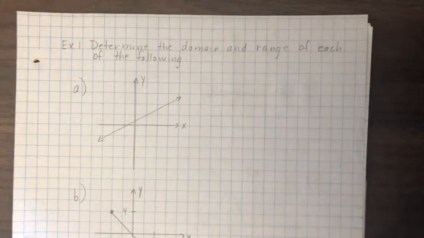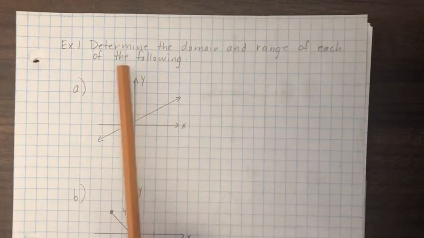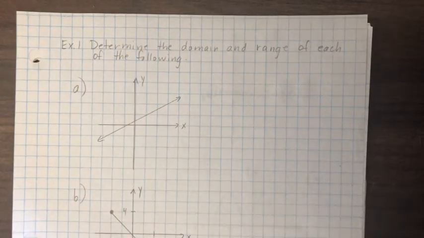Example 1, determine the domain and range of each of the following. In the first graph here, we have a line with arrows at the ends. So let's start by looking at the domain. What you need to do is just scan to the right and scan to the left and see if the graph ends anywhere.